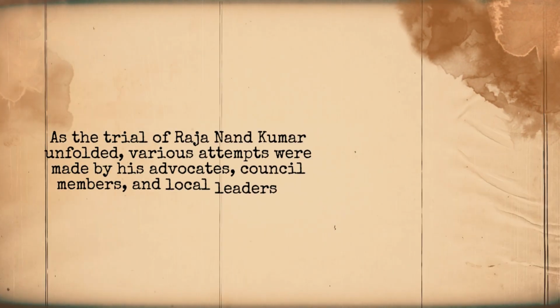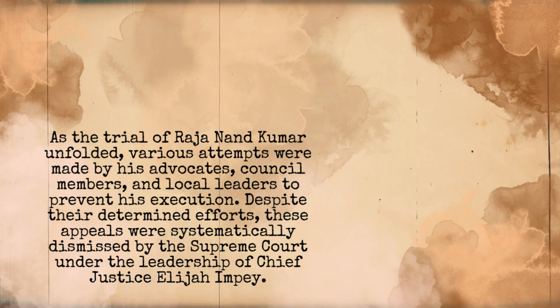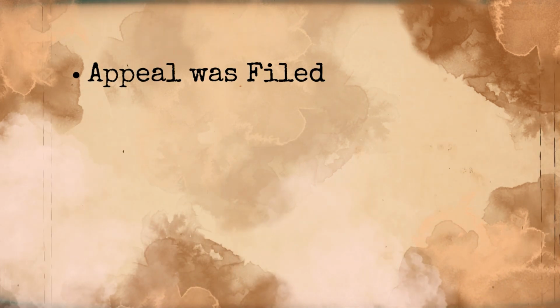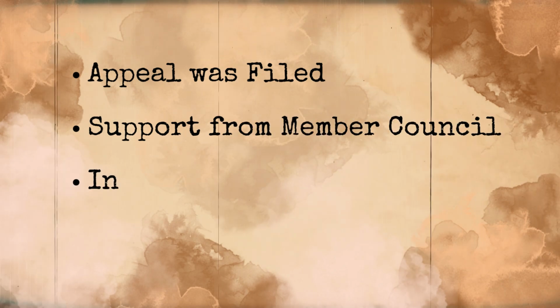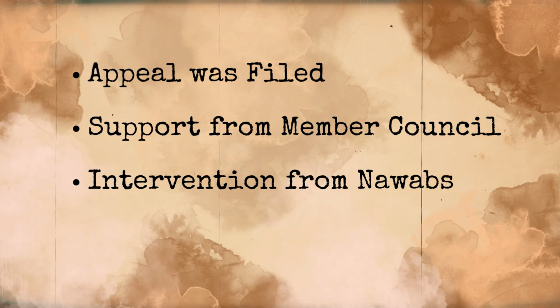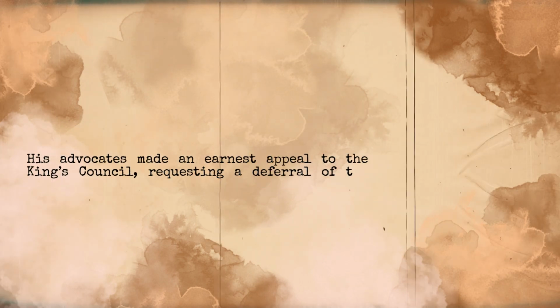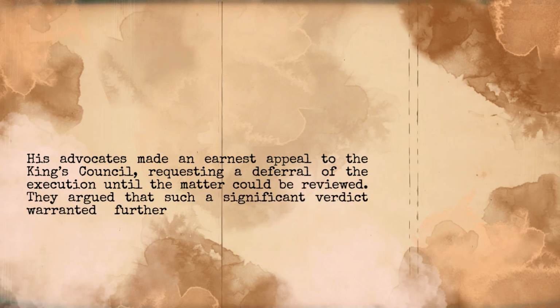During the trial, the evidence against Nandakumar was highly questionable. Witnesses were unreliable and the authenticity of the documents was debatable. Despite this, the court seemed determined to convict him. Even many of the people believed that the trial was a tool to silence Nandakumar and support Warren Hastings. As the trial progressed, several efforts were made to save Raja Nand Kumar from execution. Appeals were made to the King's Council. Support came from members of the council, and there was intervention by the Nawabs. Nandakumar's advocate filed a petition to defer the execution until the King's Council could review the matter.